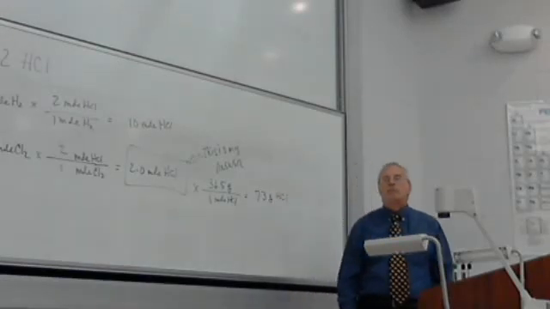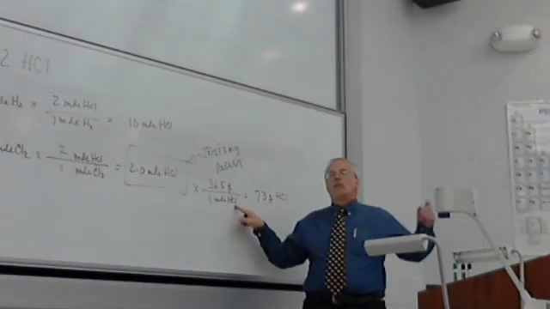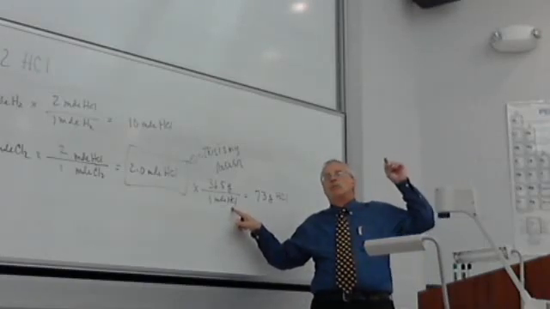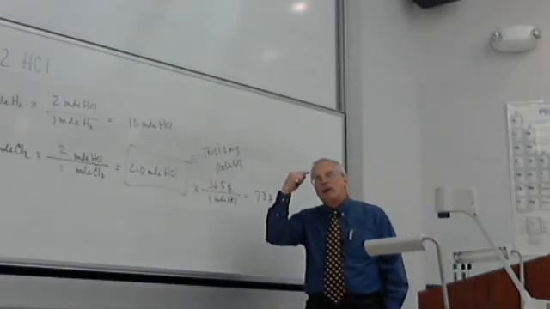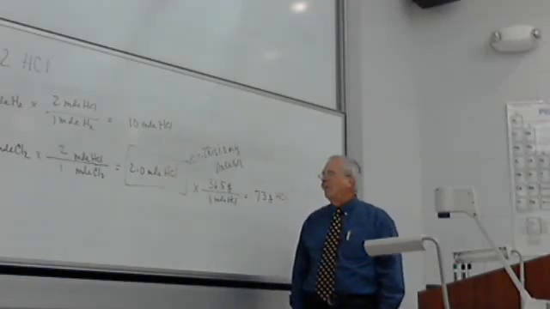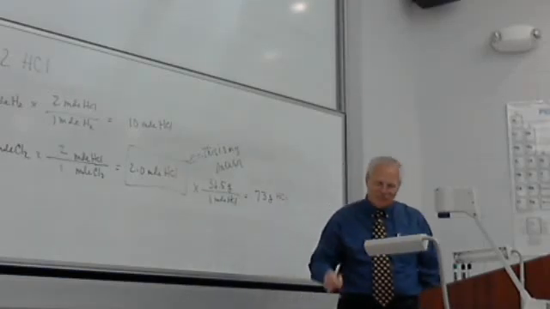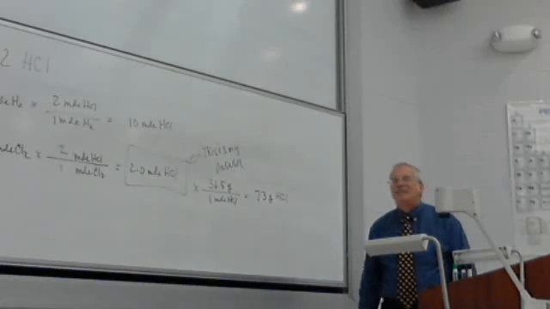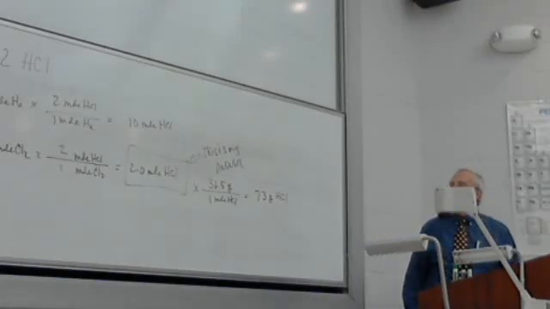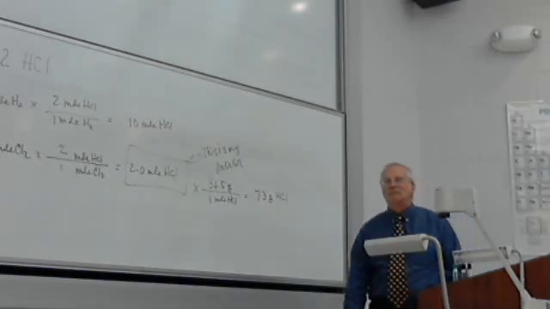Where'd you get the 36.5? HCl: chlorine is 35.5, hydrogen is 1.0. I added them together in my head without a calculator.